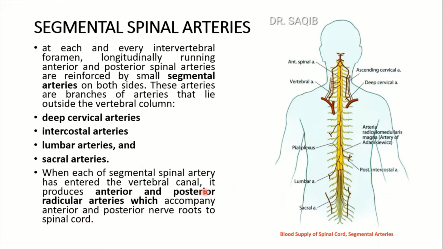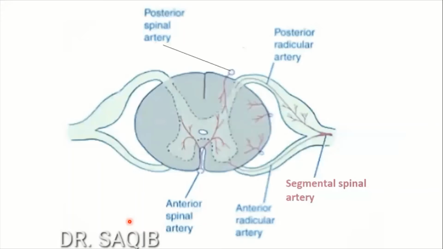When each segmental spinal artery has entered the spinal canal, it produces anterior and posterior radicular arteries, which accompany the anterior and posterior nerve roots to the spinal cord. I showed you the picture. Here you see again, this is the segmental artery, and this is the anterior radicular artery making an entry into the spinal cord via the anterior nerve root along with that. And here is the posterior radicular artery going to the posterior nerve root that way.